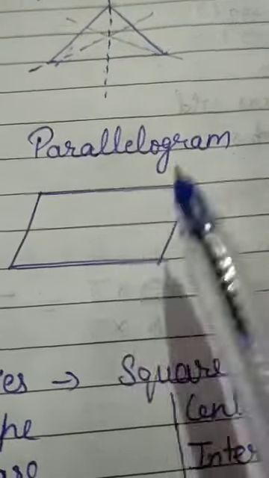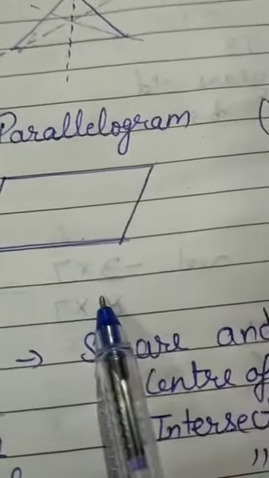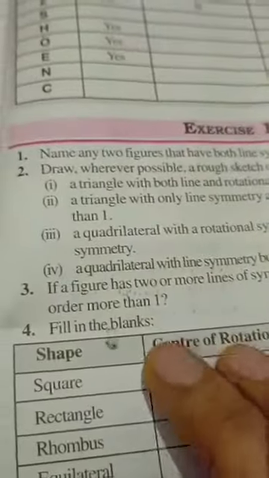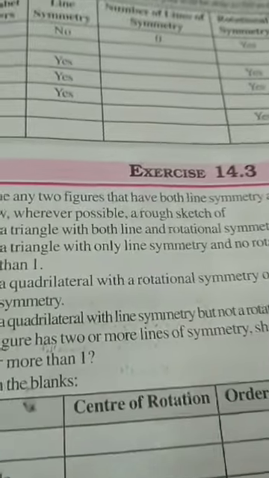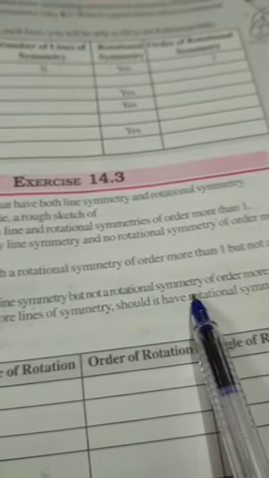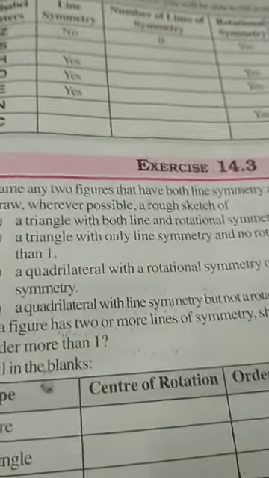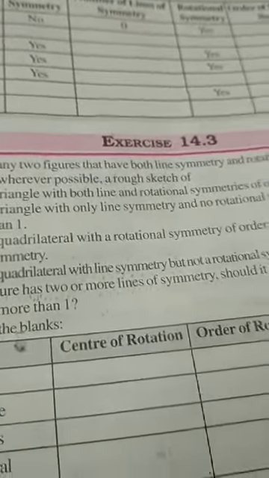Then again rotate it, again the right side is coming, 2 times it is coming. So it has rotational symmetry. Okay. Now next part. Fourth is a quadrilateral with line symmetry but not a rotational symmetry. He's saying now draw a quadrilateral that has a line of symmetry but no rotational symmetry.